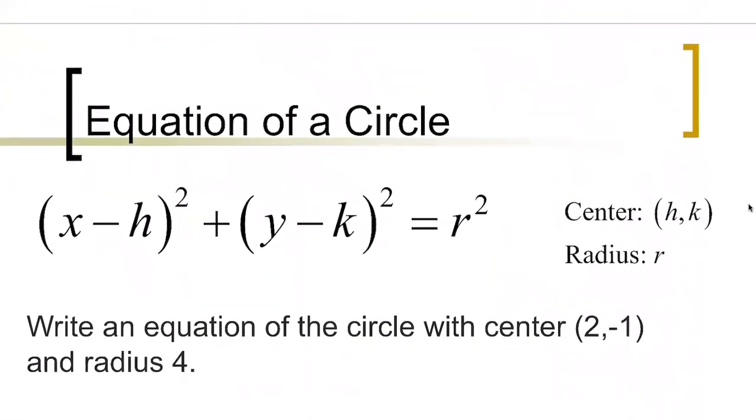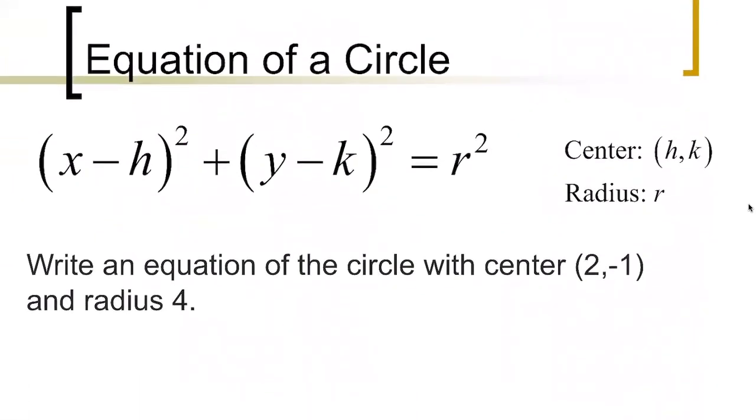Okay. The next part is equation of a circle. So this is considered the standard form of the equation of a circle. Again, something that you probably should have seen in geometry. So we have x minus h quantity squared plus y minus k quantity squared equals r squared, where (h, k) is the center of your circle and r is the radius of your circle.